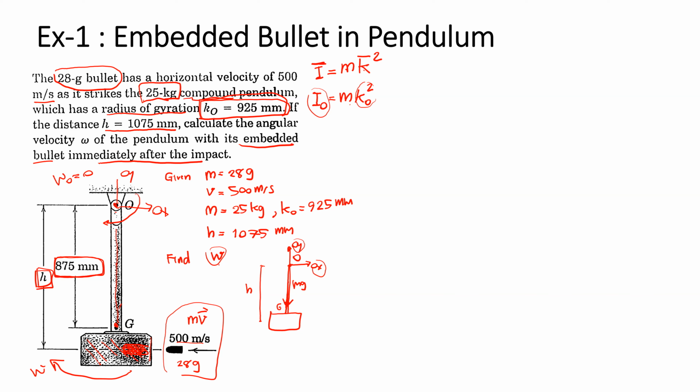The pendulum has mg force applied at point G. They have only this force applied on it. And we have the bullet, but the bullet still does not apply force to the pendulum.